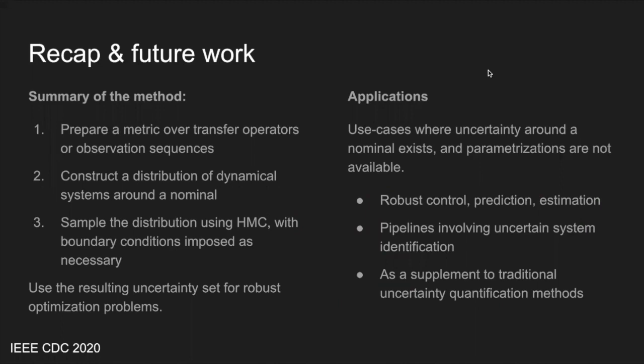So to summarize the uncertainty set generation procedure, we began by moving to a transfer operator description in an arbitrary metric space, constructing a distribution on distance using this metric around nominal, and then sampling this distribution using Hamiltonian Monte Carlo with boundary conditions. Use cases of this method may be where a parameterization or otherwise a prepared uncertainty set may not exist. And this can be used in robust control, prediction, and estimation, or pipelines involving uncertain system identification. And finally, we see this as a supplement to traditional uncertainty quantification methods, since we do not require any additional data to construct the uncertainty set.